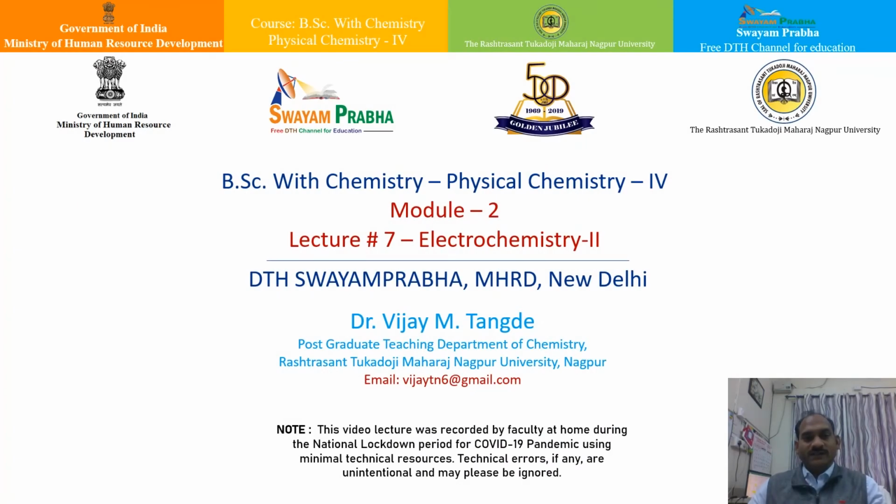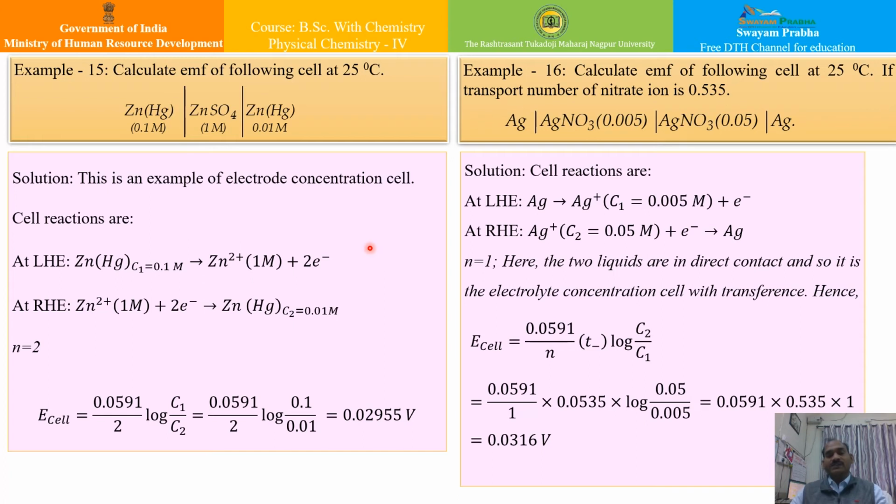Hello friends, welcome back to the lecture series of BSc Chemistry, Physical Chemistry Paper 4. This is lecture 7 of Module 2, wherein we are discussing the electrochemistry part. Now friends, in our earlier lectures, we have seen the types of electrodes. We have also seen the cell with electrode concentration and the cell with electrolyte concentration. Now, in electrolyte concentration cells, we have also seen the cells with transference and cells without transference.